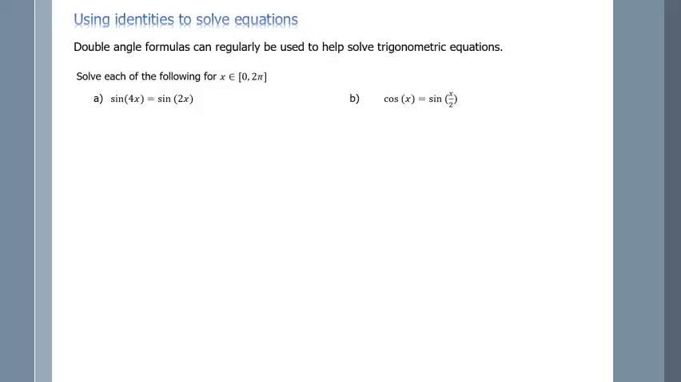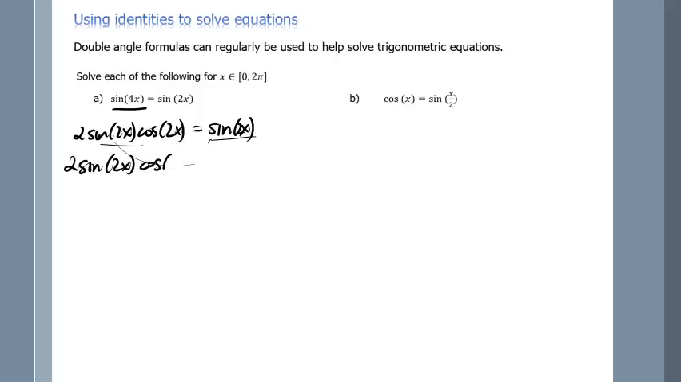To solve sine 4x equals sine 2x, what we're going to do first is use one of our double angle formulas. Sine 4x is equal to 2 sine 2x cos 2x equals sine 2x. Okay, you can't just divide the sine over to the other side and get rid of it. The reason being is you'll get rid of solutions. So what we need to do is take the sine 2x to the other side. So I get 2 sine 2x cos 2x minus sine 2x is equal to 0.